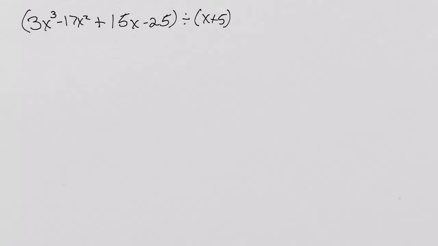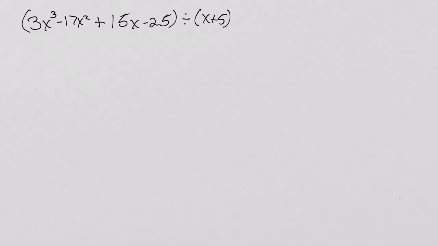All right, guys, on the second page here is a quick review of synthetic division. The problem we're going to work is 3x cubed minus 17x squared plus 15x minus 25 divided by x plus 5. You still have to keep in mind those words that we were using: divisor, dividend, quotient, remainder, because I'm going to use those throughout the video.